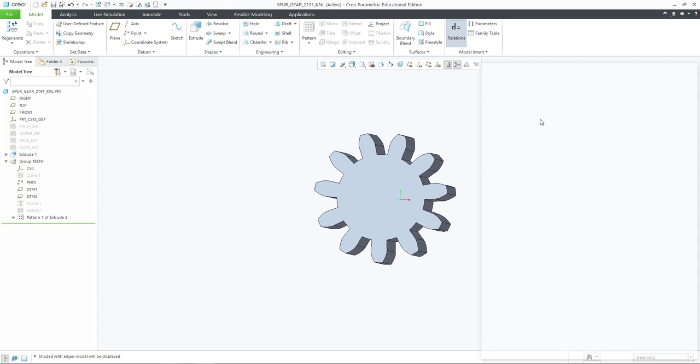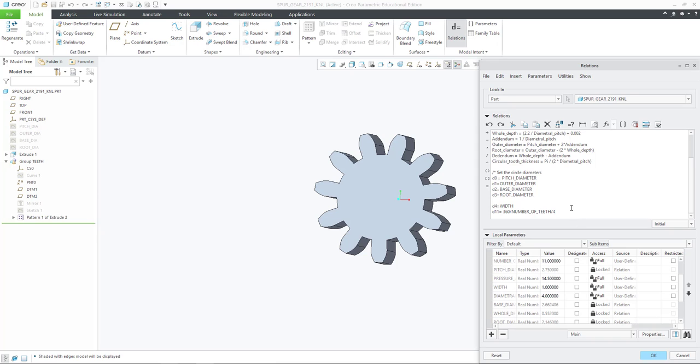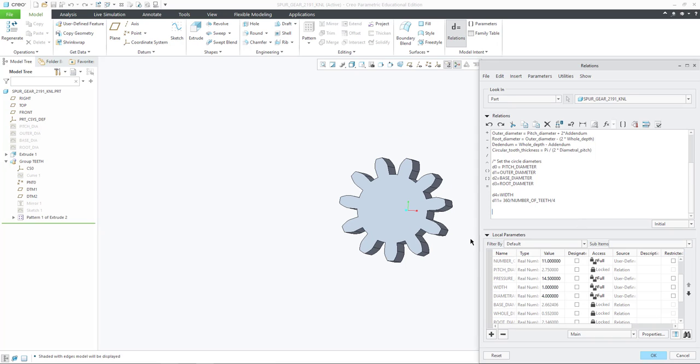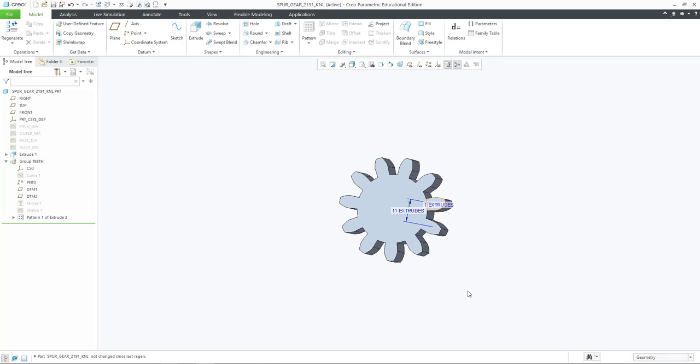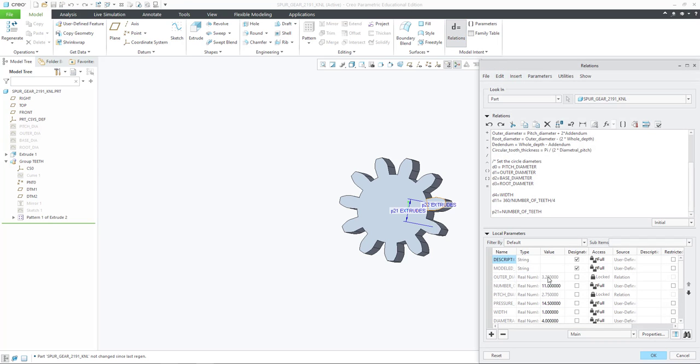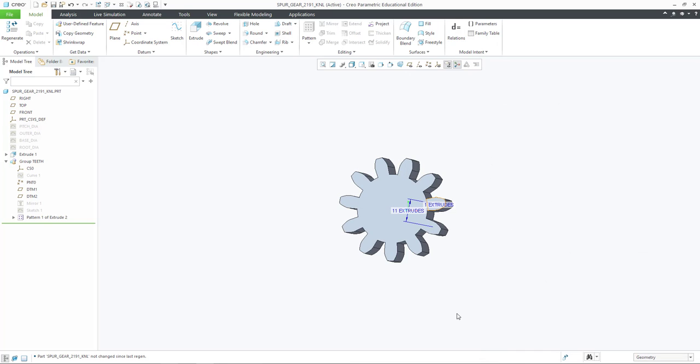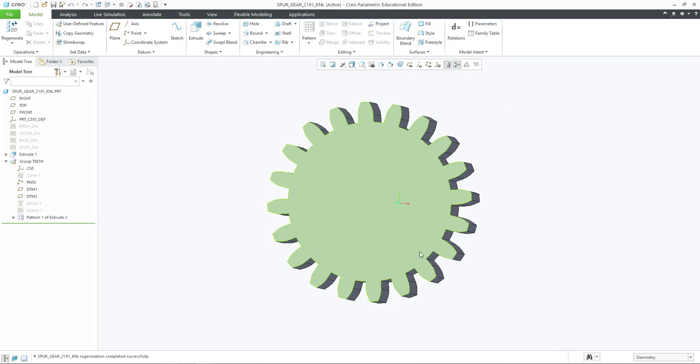All right, relations. One more thing to do here. Let's set the number of teeth. I'm going to pick the smaller value, and that's going to equal number of teeth. All right, time to check the pattern, make sure everything works. Let's set the number of teeth to 20. Control G. Looking good.